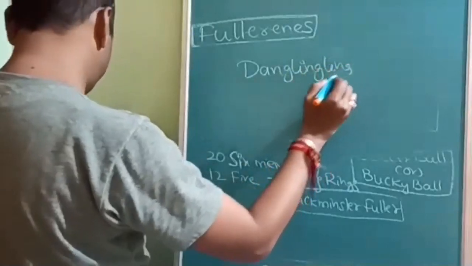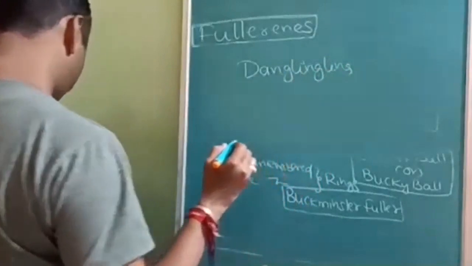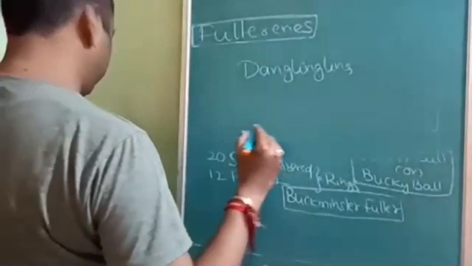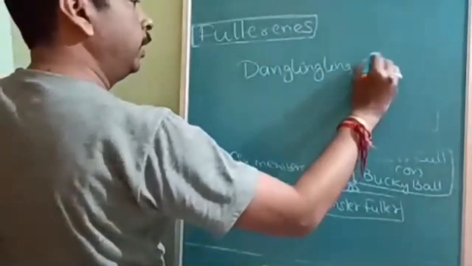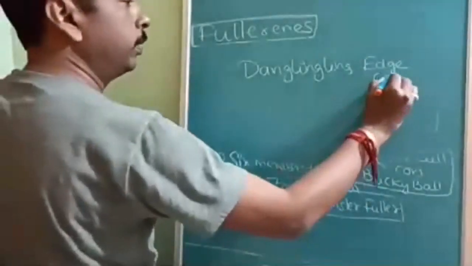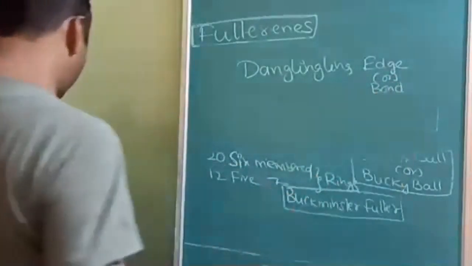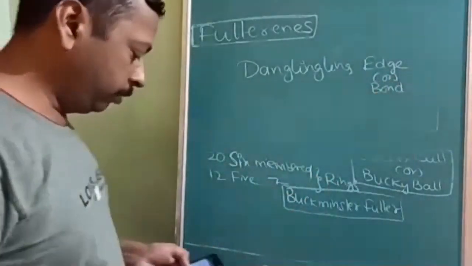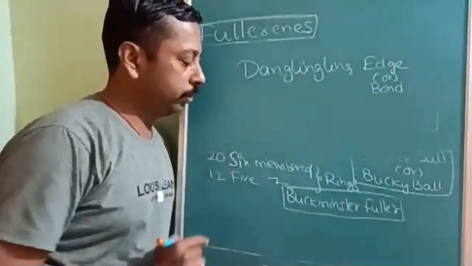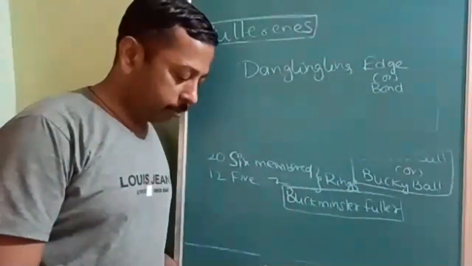Dangling bonds are dangling edges. Dangling bonds they may also say, but the meaning is the same. Each bond is one of the edges. They do not have contact between two five-membered rings. Always a six-membered ring will be next to it.